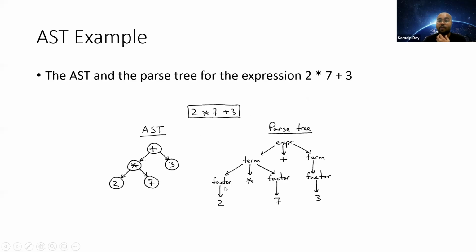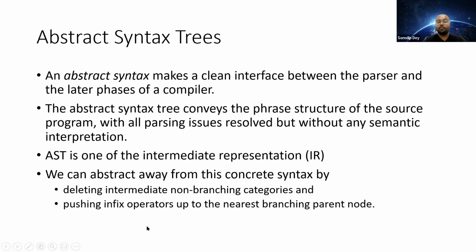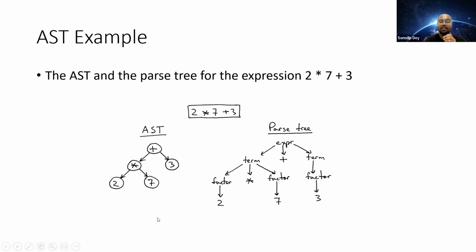If we are given a parse tree like this, the way we convert that to an AST is by pushing these nodes. So 2 is a node, and we are pushing the infix operator to the nearest branching parent node. What does that mean? Technically, we are taking the 2 and pushing it to the operator. So we are getting rid of the factor and the term here. The same goes for 7: we are just getting rid of the factor and the term, and connecting the 7 with the operator, which is the star, directly. So the AST will look like 2 and 7 under star, with star under plus, and plus with the 3.